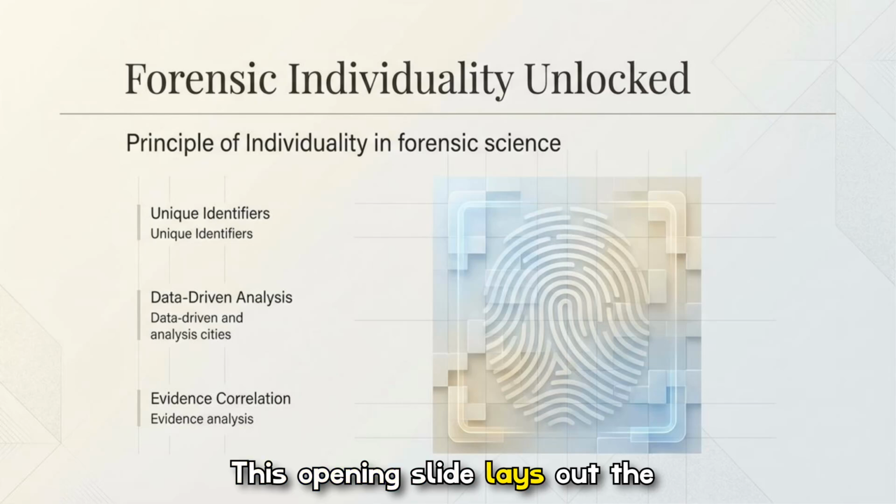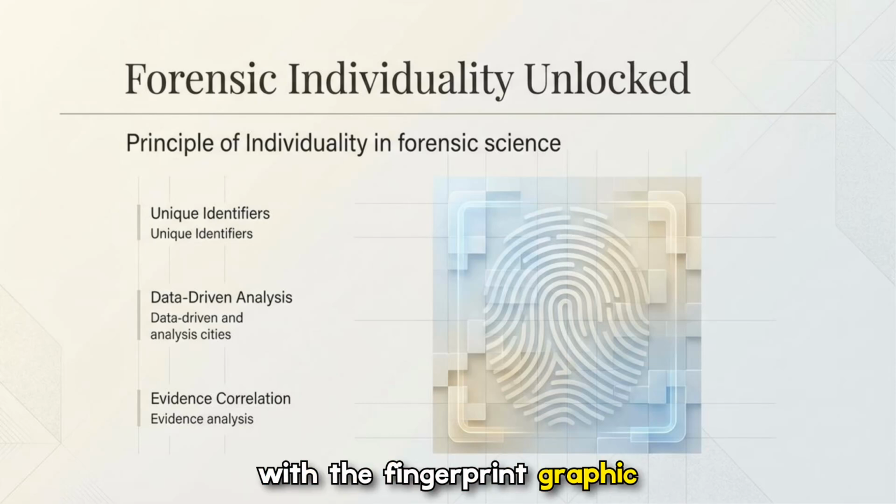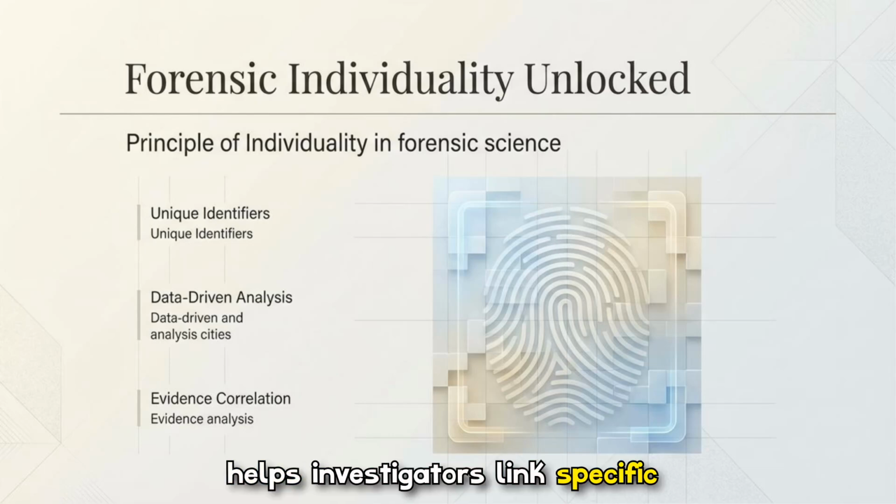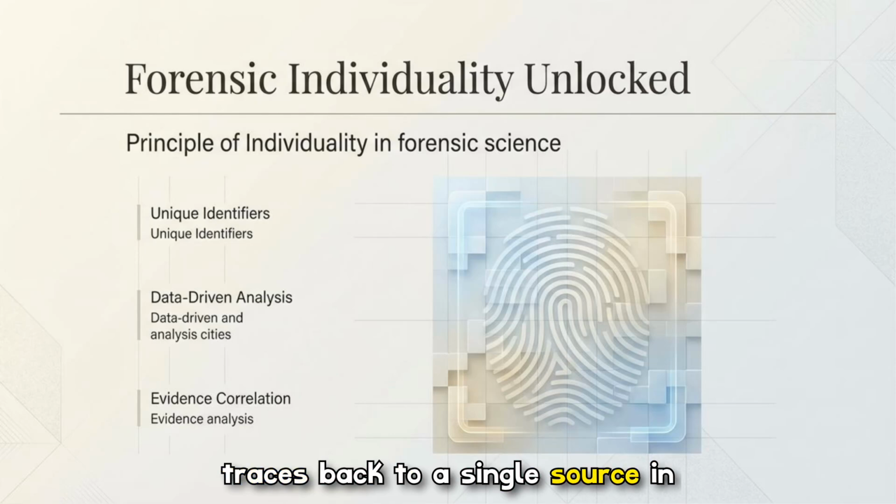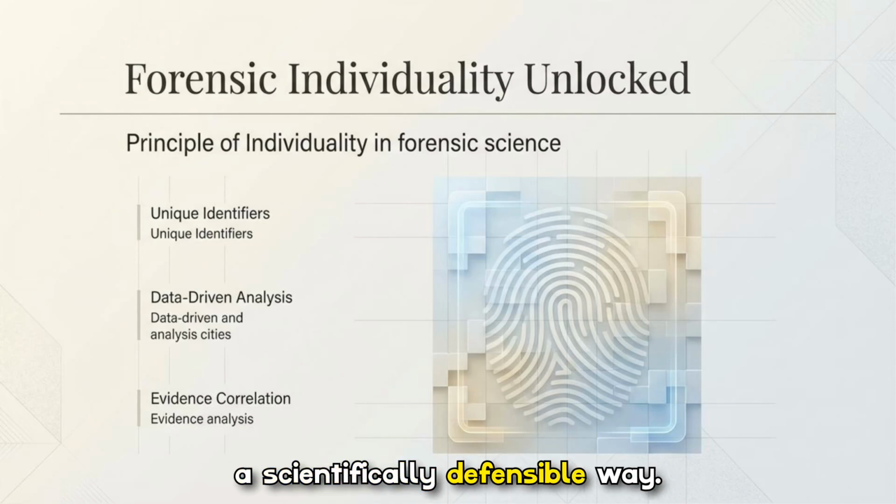This opening slide lays out the core idea that forensic individuality depends on unique identifiers, data-driven analysis, and careful evidence correlation, with the fingerprint graphic illustrating how microscopic patterns become personal signatures, and how combining measurements and analytics helps investigators link specific traces back to a single source in a scientifically defensible way.